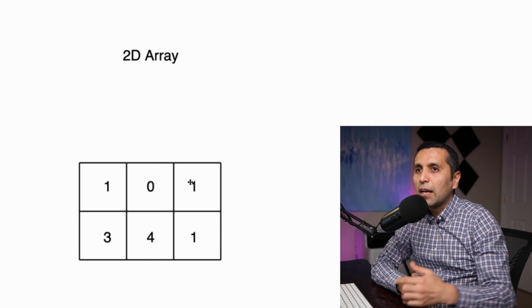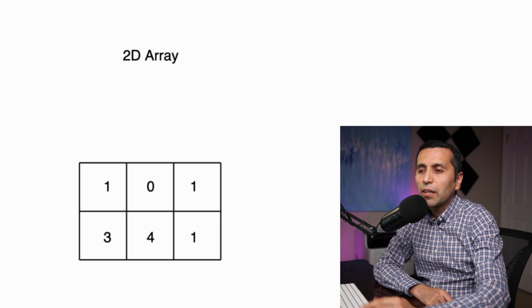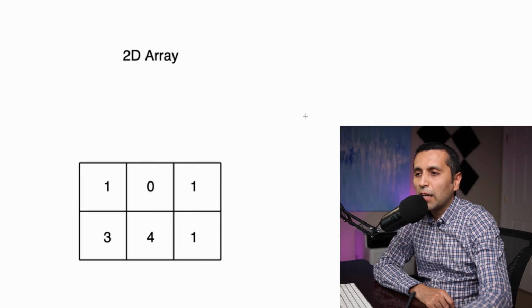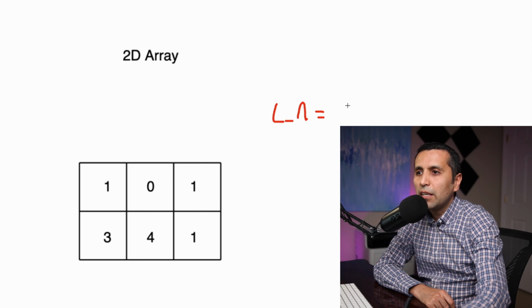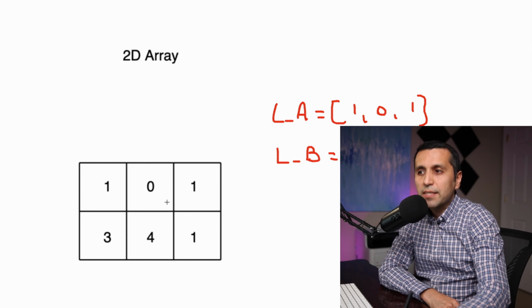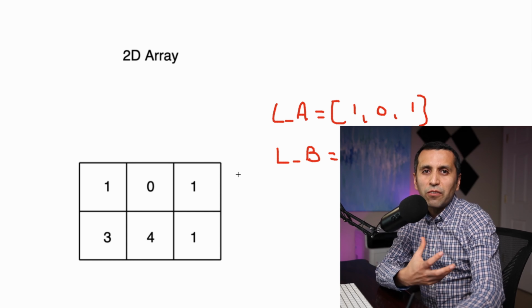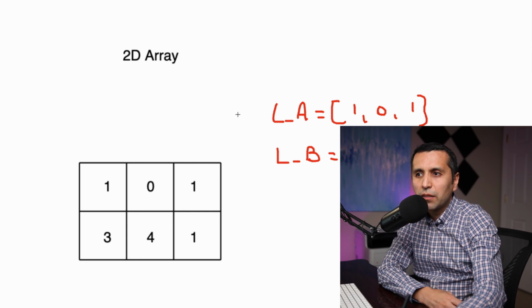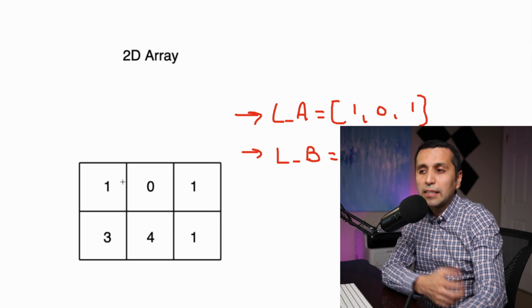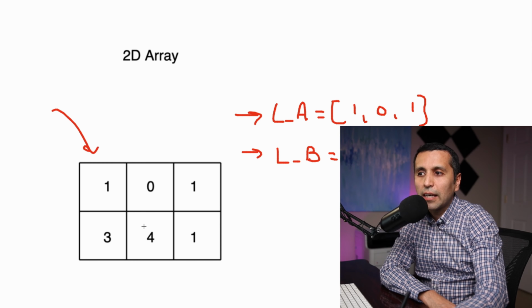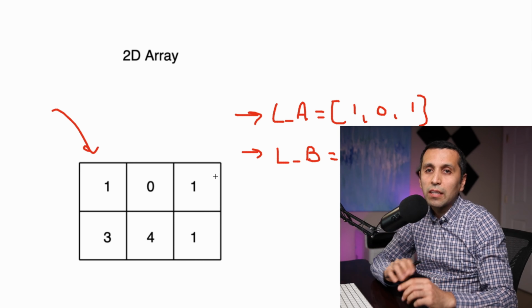If I give a sample of my list, in order to write that list, I can say list A is equal to 1, 0, 1, and I can also say list B as well. So here is 3, 4, 1. In order to represent that array, I need to use two different lists. And actually it will not be exactly the same, because right now I have two different datasets, but here as a 2D array I can have only one organized set.